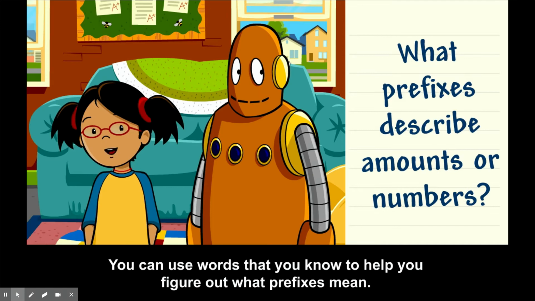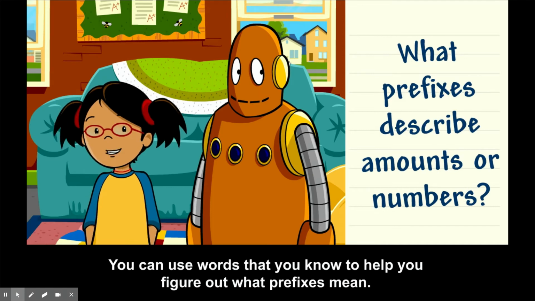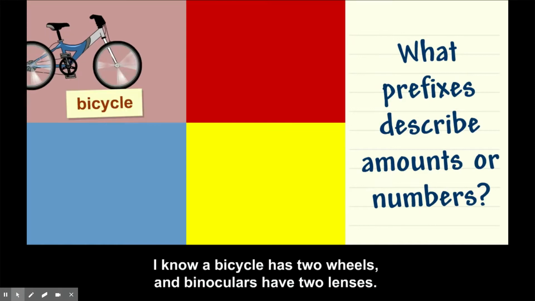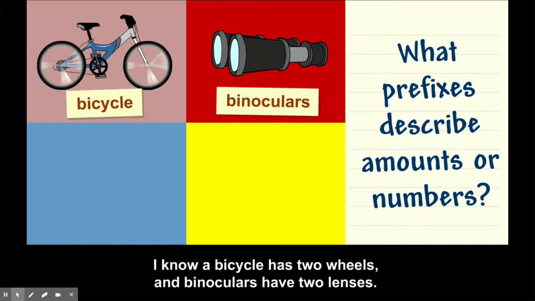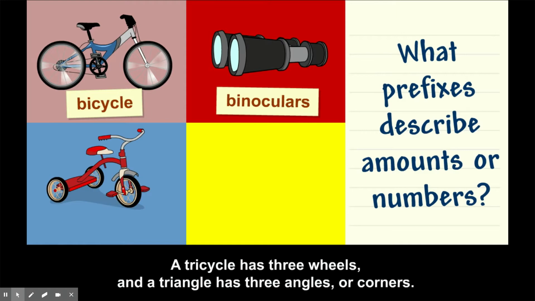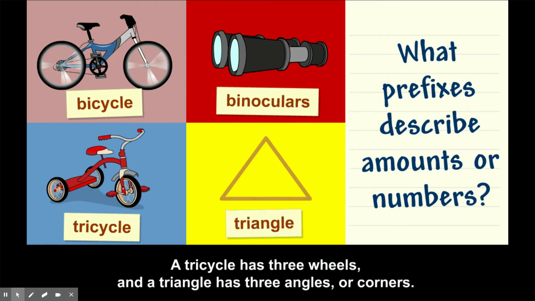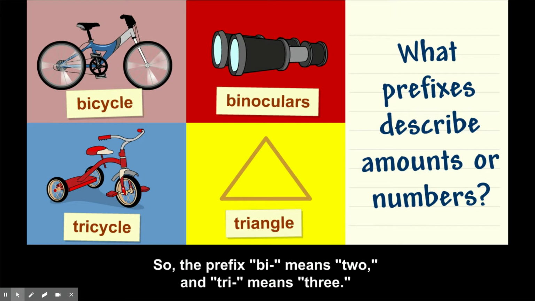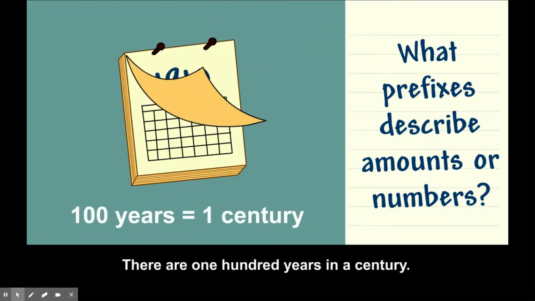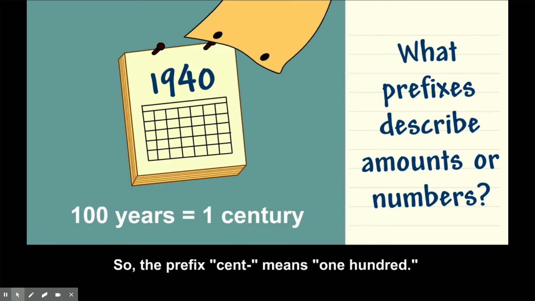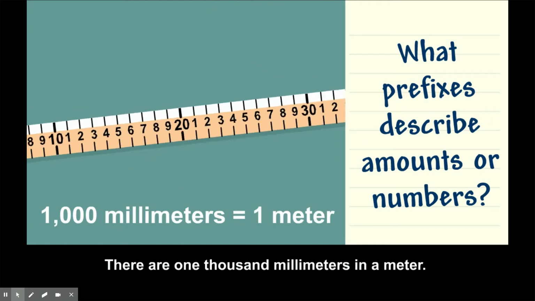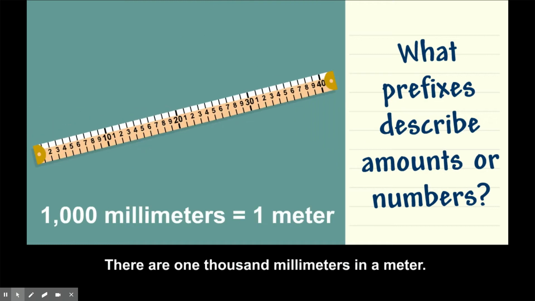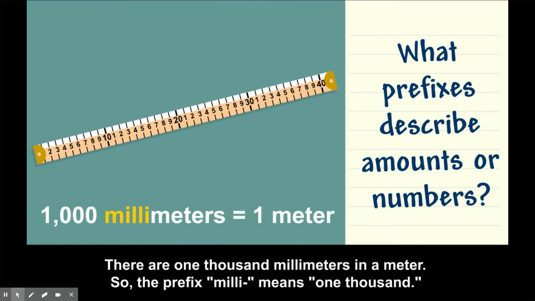You can use words that you know to help you figure out what prefixes mean. I know a bicycle has 2 wheels, and binoculars have 2 lenses. A tricycle has 3 wheels, and a triangle has 3 angles or corners. So the prefix bi means 2, and tri means 3. There are 100 years in a century, so the prefix cent means 100. There are 1,000 millimeters in a meter, so the prefix milli means 1,000.